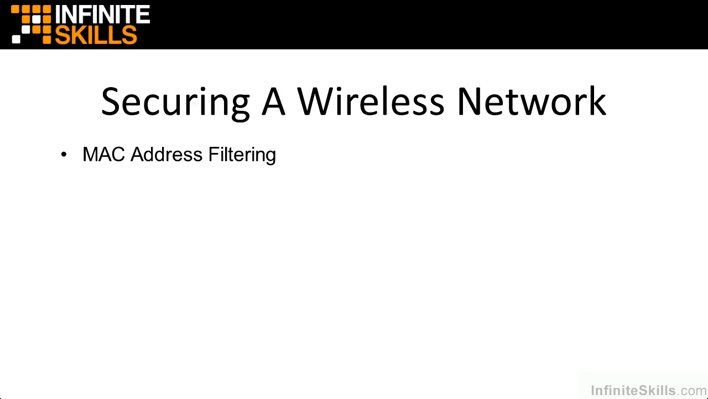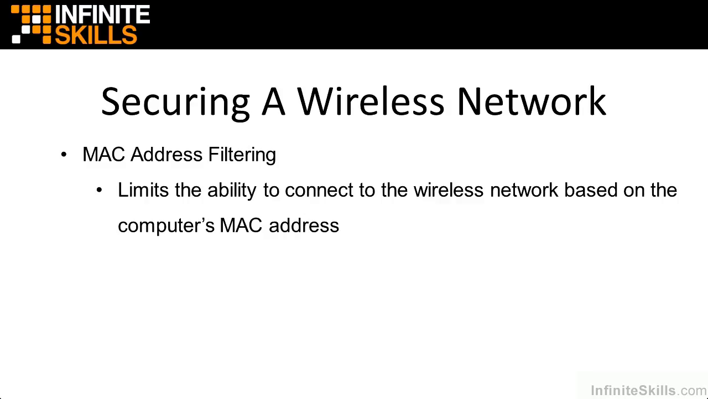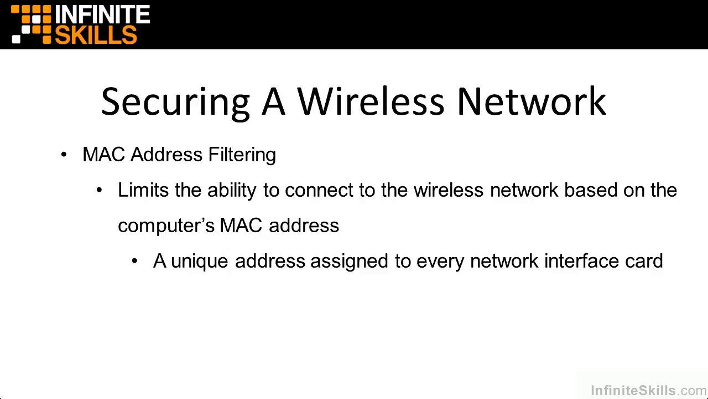Now, MAC address filtering. We can limit the ability for a computer to connect to our wireless network based on that computer's MAC address. Any network card device out there, when it was manufactured, was stamped with a unique address, and it has to do with the manufacturer of the card and all sorts of things. This unique address is assigned to every network interface card. So every network interface card out there connecting to a network can be uniquely identified from every other one in the world. What if we get a list of all the MAC addresses that we want to connect to our wireless network and say, unless your computer has this MAC address, you cannot connect?